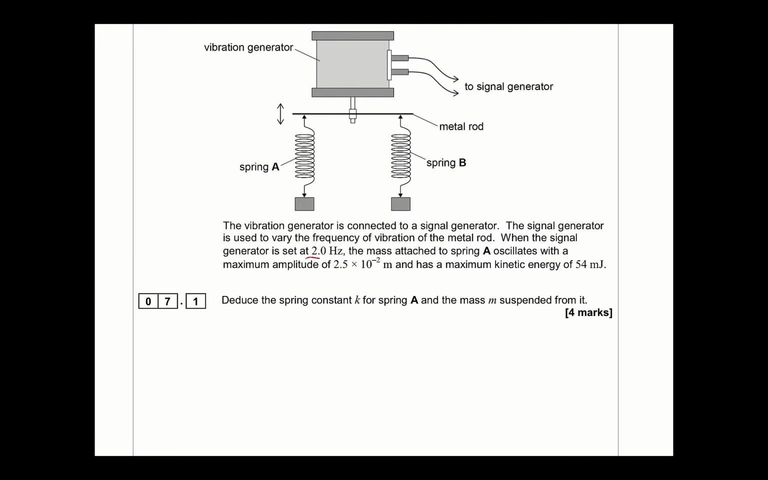So we can see the signal generator is 2 hertz. We know that we have a maximum amplitude of 25 millimeters, and we've got a maximum kinetic energy of 54 millijoules. So we are going to rely on our formula sheet here. And what we need to know is that for this kind of system, Vmax is equal to omega times A.